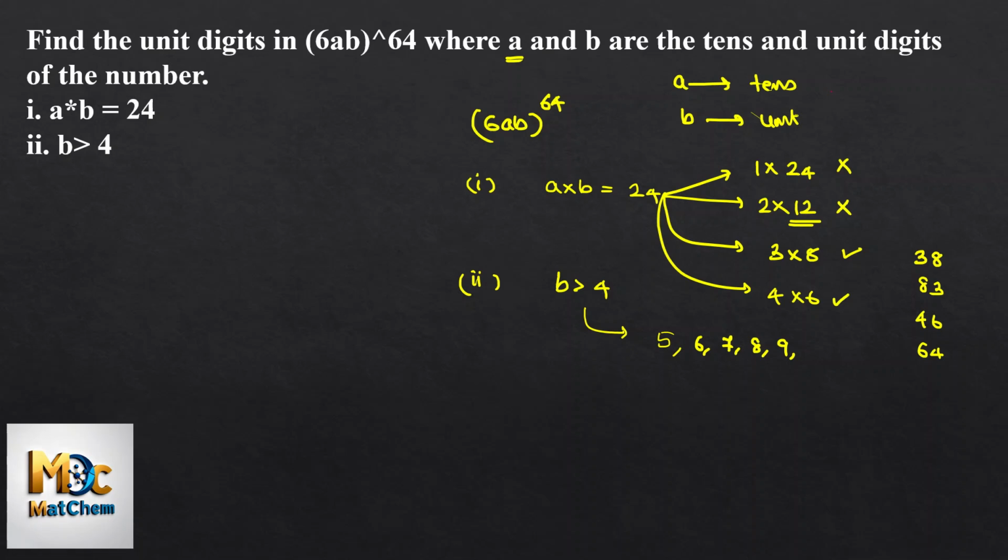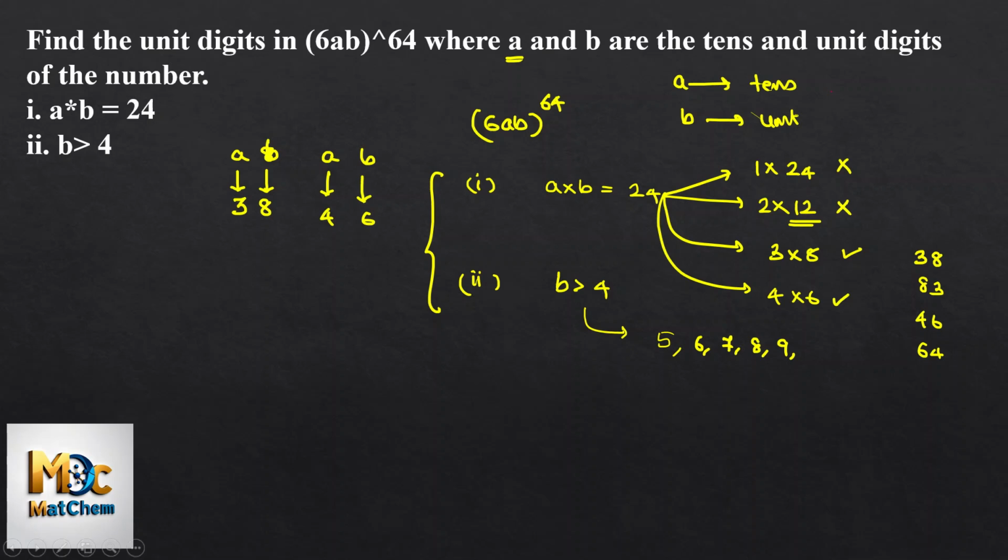But assume that you are taking both the statements together. That means B should be greater than 4. So we have only two possibilities. One is 38, that means A corresponding to 3 and B corresponding to 8. The second possibility is A corresponding to 4 and B corresponding to 6.